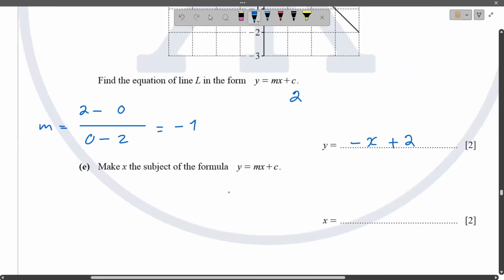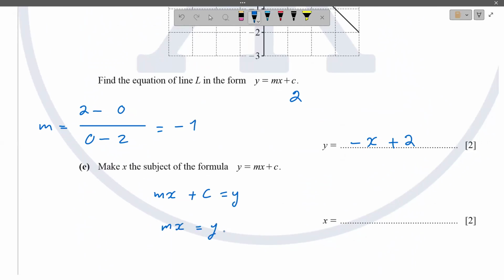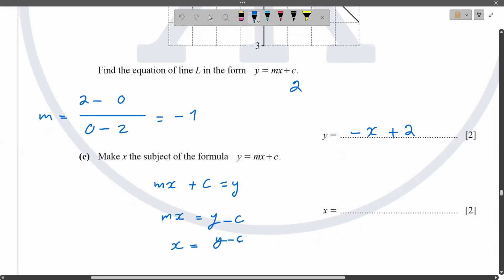Make x the subject of the formula. We can write it this way, mx plus c equals y. x equals y minus c. x equals y minus c over m.